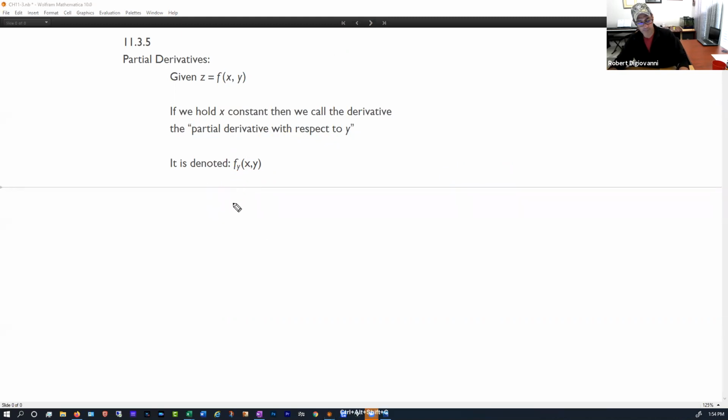So here, this time y is the variable, and then x is constant.